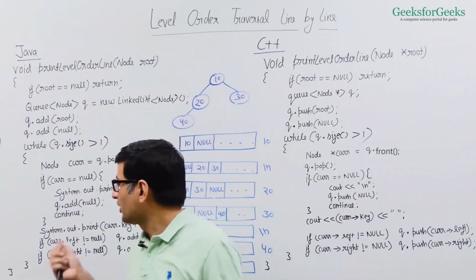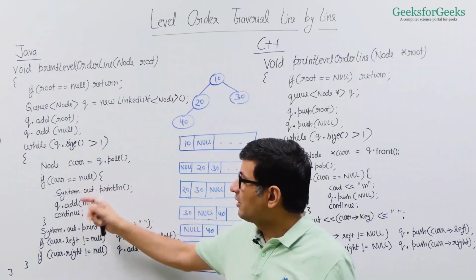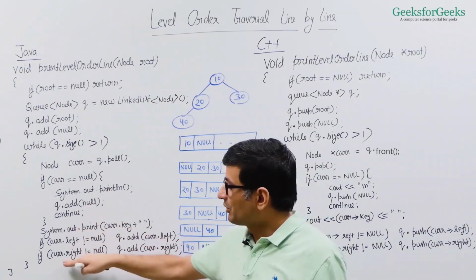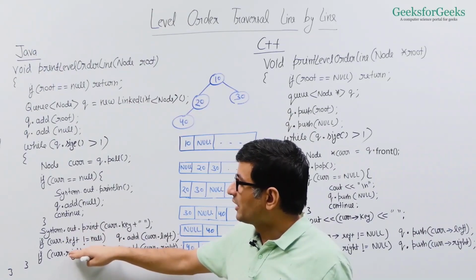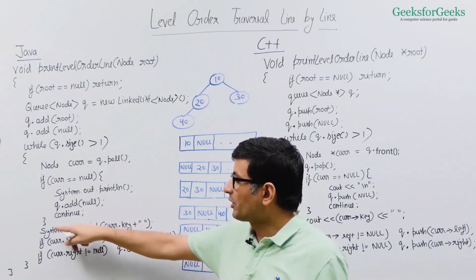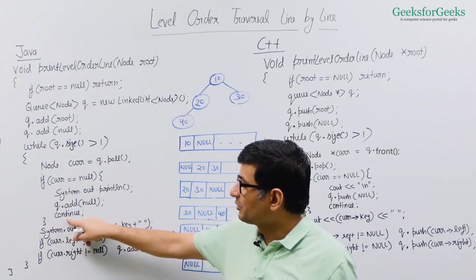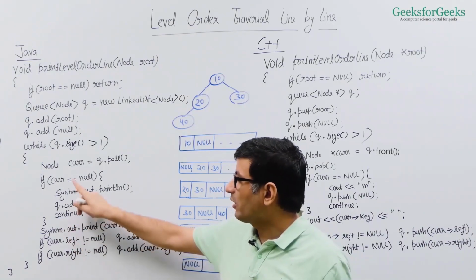Continue means we do not execute these 3 lines for a null pointer, right? Similarly here, when your current is null, you do not want to execute these 3 lines. You want to execute these 3 lines only when current is not null. We could have put it in the else part also. We have used continue here to skip these 3 lines for the null case.